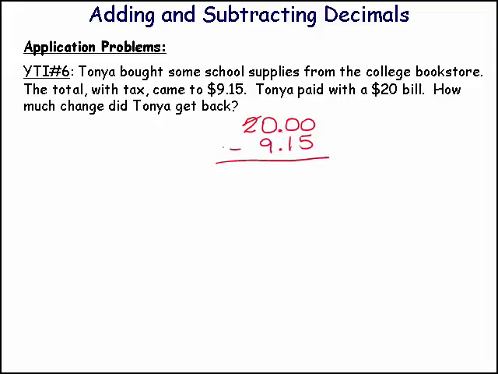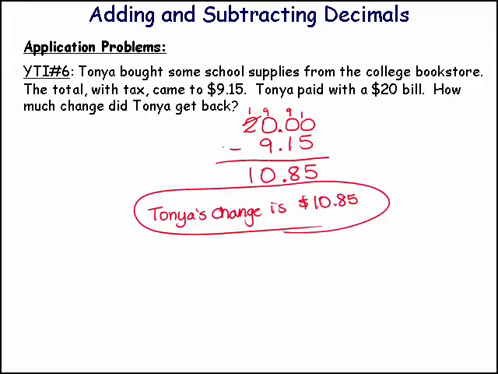Now we have to come out and borrow all the way out here. So we have to come back there. There we get 5, 8, 0, and 1. So we end up with Tanya's change is $10.85. Okay, and so that's how you'd represent that.